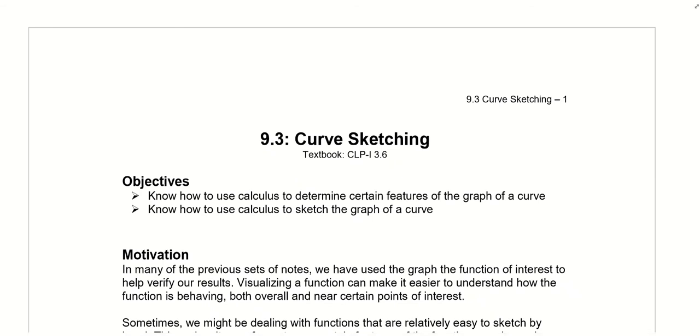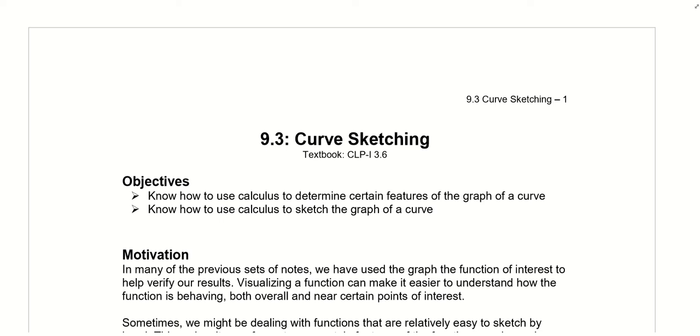In this video, we're going to go over the 9.3 notes, which is the last set of notes in topic 9. And this set of notes is all about curve sketching. So essentially what we're going to see here is the culmination of everything we've been talking about over the past several sets of notes.